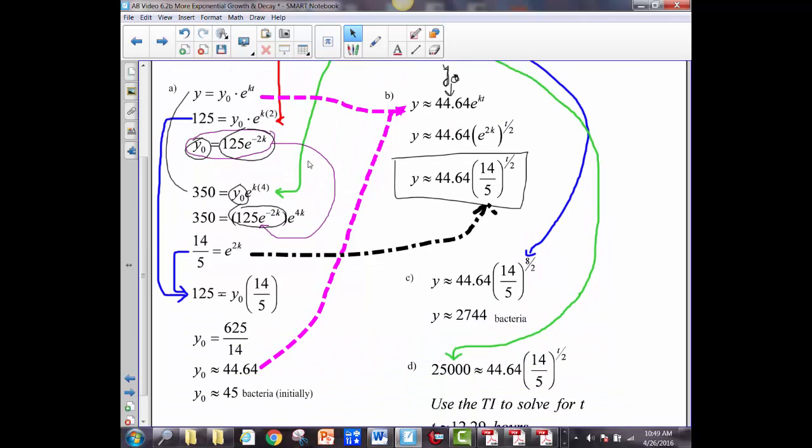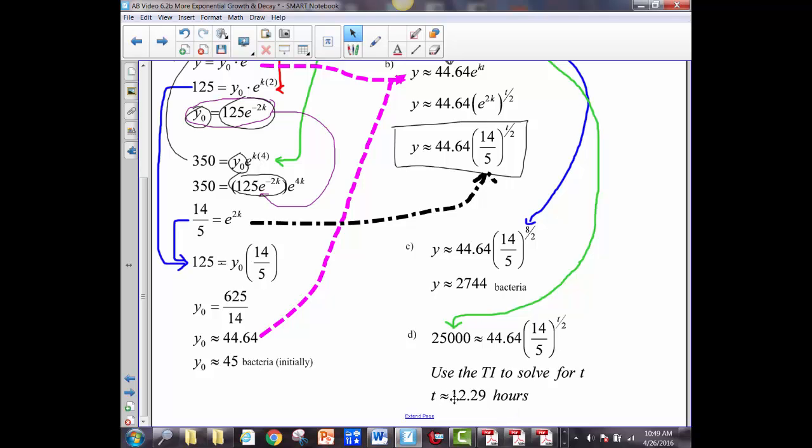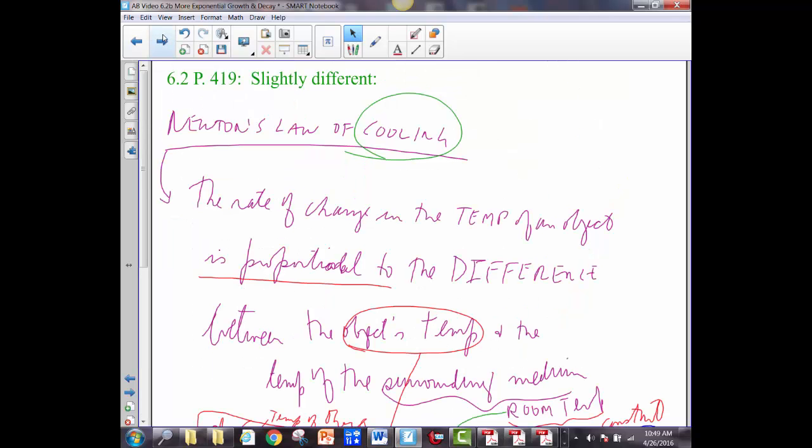After 8 hours, how many bacteria are there? So you replace t by 8 and solve for y. In the other one, how long will it take for there to be 25,000 bacteria? So you replace y by 25,000 and solve for t. Of course, you'll need that calculator to do that.